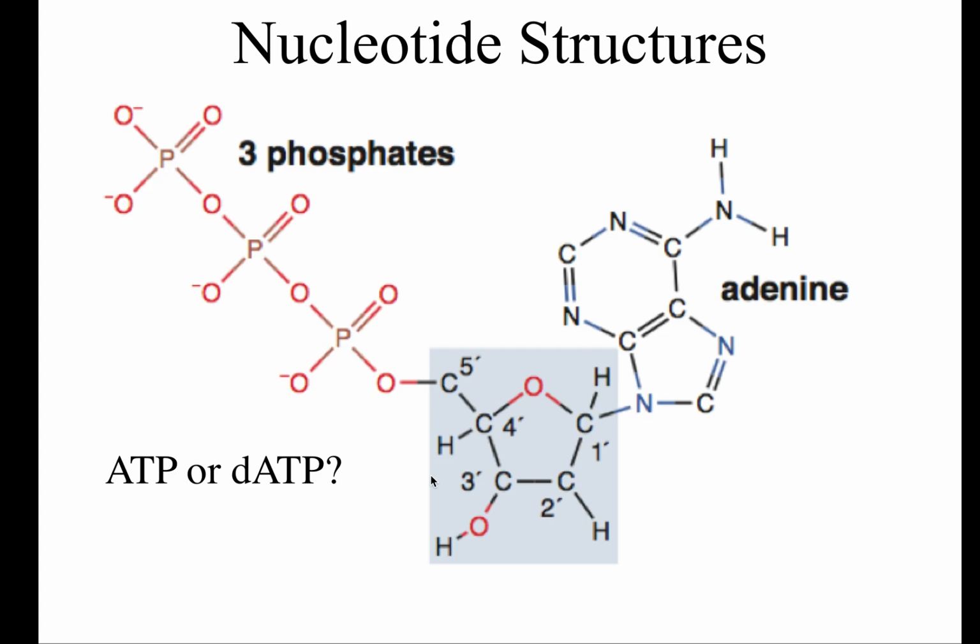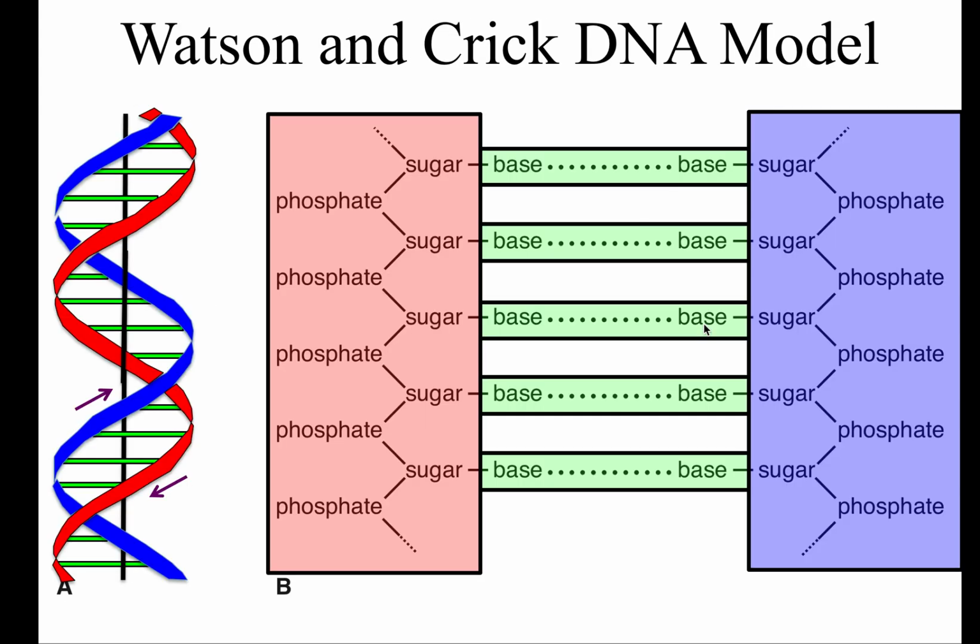Here's the phosphate, here's the sugar in the middle, and then here's the base that they're going to say in this next diagram, okay? And this phosphate attaches to the next sugar, this phosphate attaches to the next sugar, this phosphate attaches to the next, and the bases are facing each other. So you have a chain of nucleotides going down one side and another chain going down the other side, and they're connected to each other by the bases.